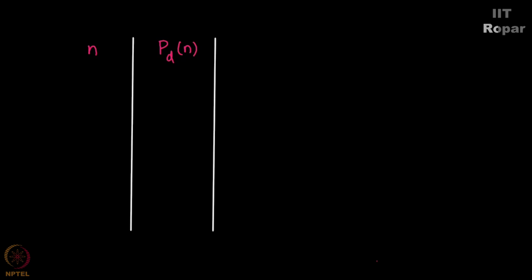Let us see something very interesting. I'm going to write these three columns: n, PD of n, and PO of n. You will see why. At the end of the video, you will really appreciate it.